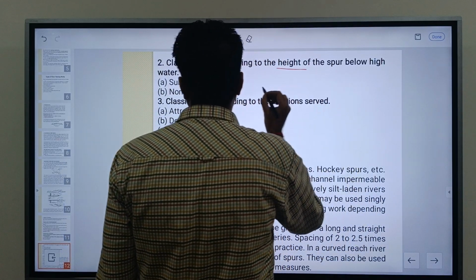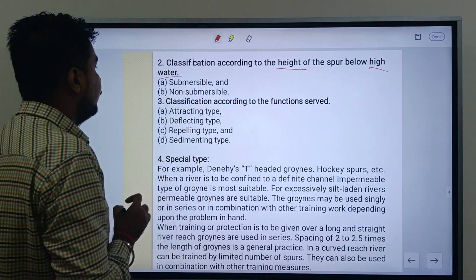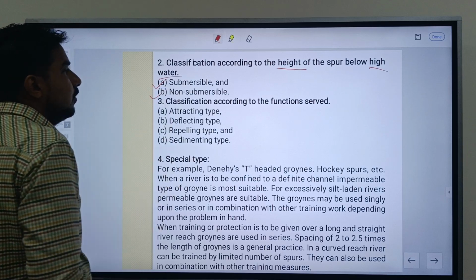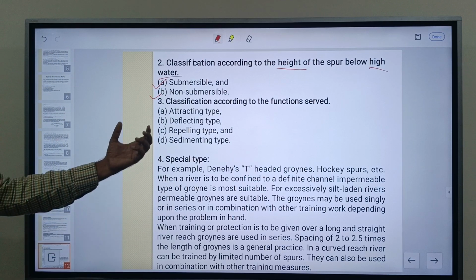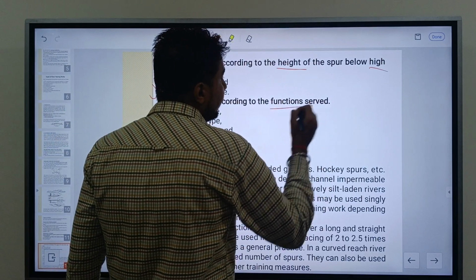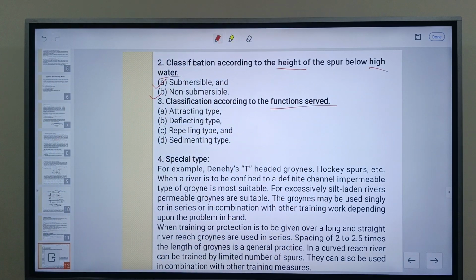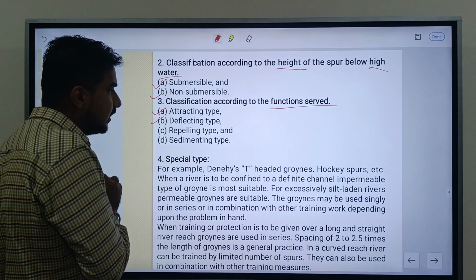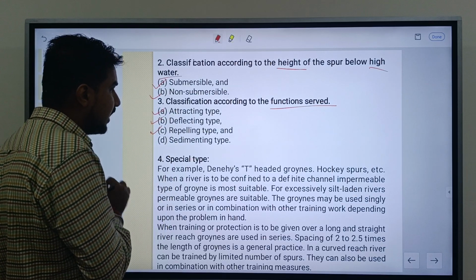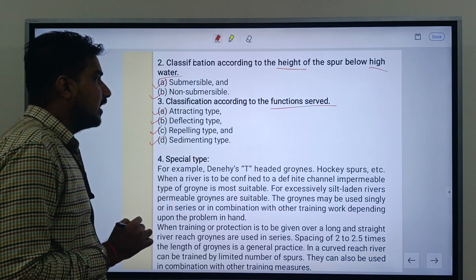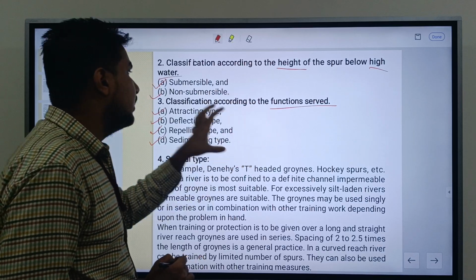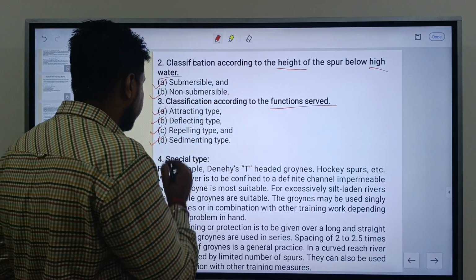Next is the classification of groins according to the height of the spurs below the high water. There are two types: the submersible type and the non-submersible type. Now the third is the classification according to function, meaning the purposes for which they have been constructed in that particular region. There are four types: the attracting type, the deflecting type, the repelling type, and the sediment type. So here are the four types of classification served by the particular types of spurs and groins.